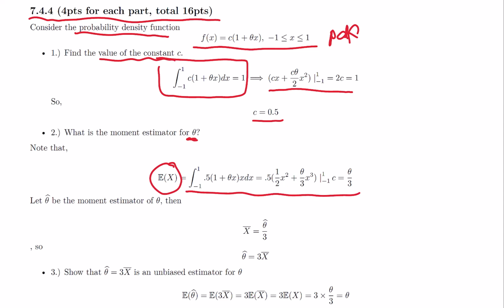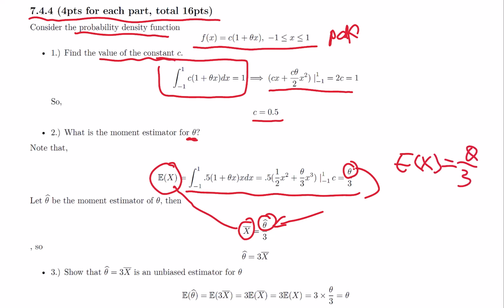Theta over 3. So the moment estimator is what? Replace the EX by X bar, and then replace theta with theta hat. Take a look. Here EX equals theta over 3, and here X bar equals theta hat over 3. That's how we get theta hat equals 3 times X bar. That's the moment estimator for theta.